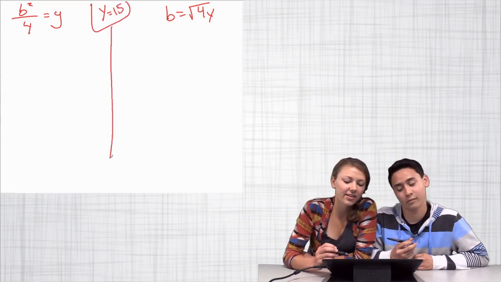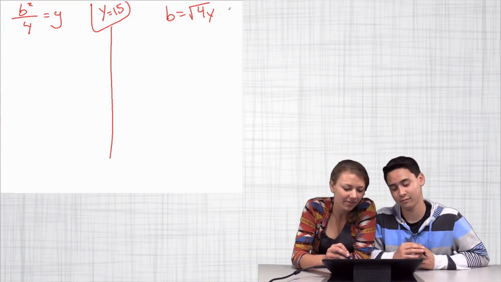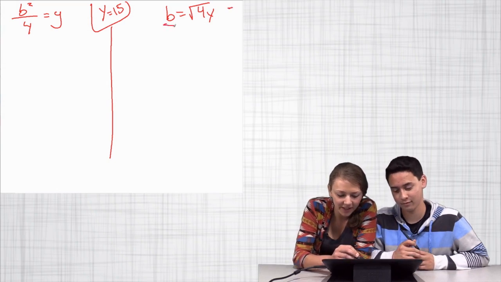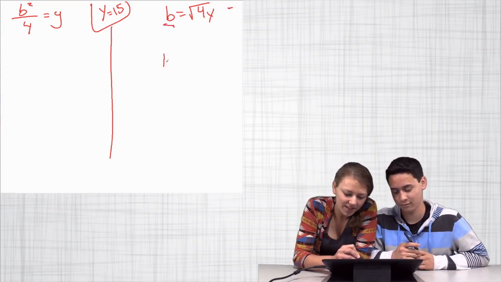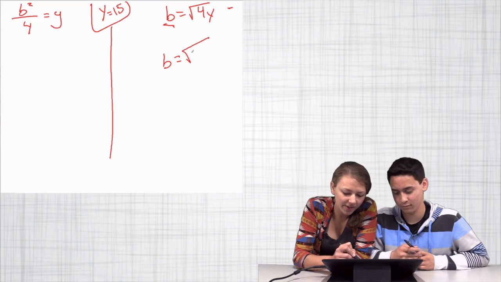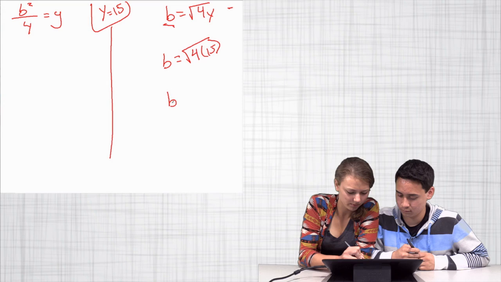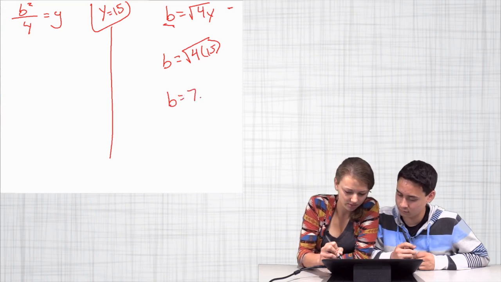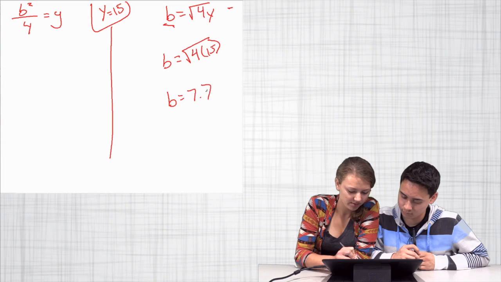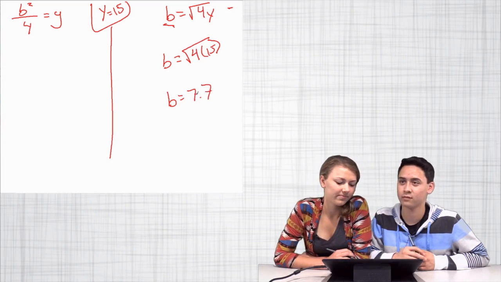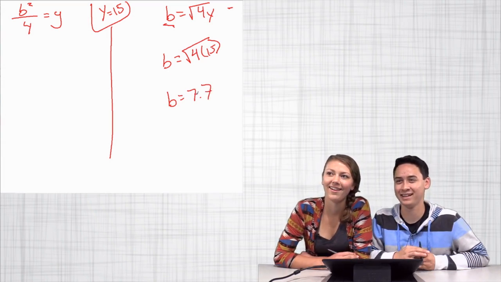All right, when y equals 15. So since they're giving us our y, we're just going to keep it on this side because you're looking for your b and you want it by itself. So you're going to say b equals the square root of 4 times 15. What was it? 7.7 or 7.8? 7.7. That was really fast.